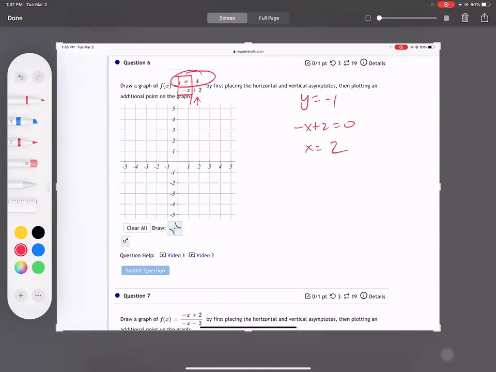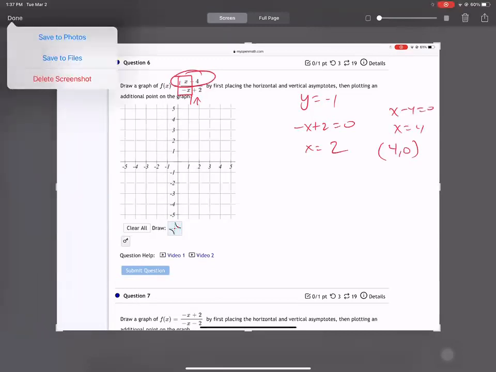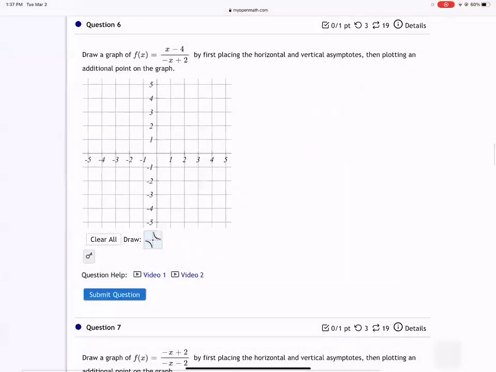My root: x minus 4 is equal to 0. So when x equals 4, we would have a root. So we have a root at 4 comma 0. So we have everything we need. Let's go ahead and graph it. Our horizontal asymptote we said was negative 1, but our vertical asymptote is at positive 2. Okay? Horizontal asymptote is negative 1, vertical asymptote at positive 2. We also have a zero at positive 4. That's your graph.